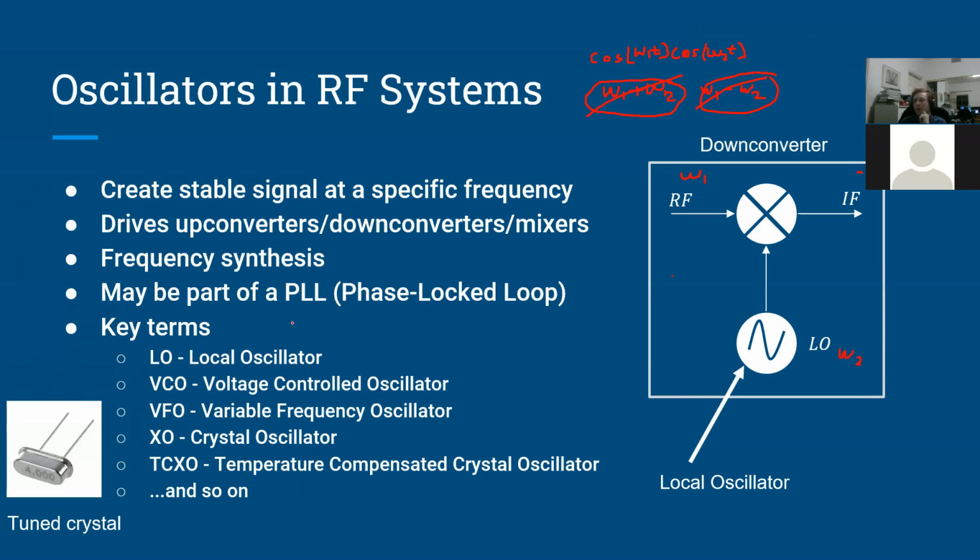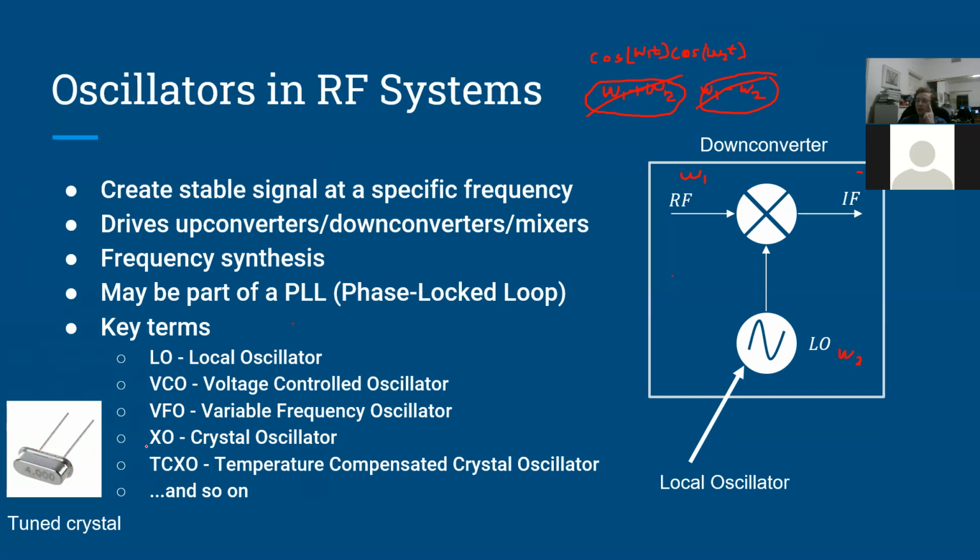You might hear a bunch of different terms that refer to different types of oscillators. I listed a few here. One is local oscillator, and that's what this is. It's just an oscillator that's driving a mixer to multiply two sources together, to multiply the RF by some frequency. You might have a voltage controlled oscillator, or VCO, which is an oscillator where you can vary the output frequency by changing a voltage. There's variable frequency oscillator, which is exactly the same thing as VCO. There's crystal oscillators, and I have a nice picture of a crystal here, which you've probably seen before.